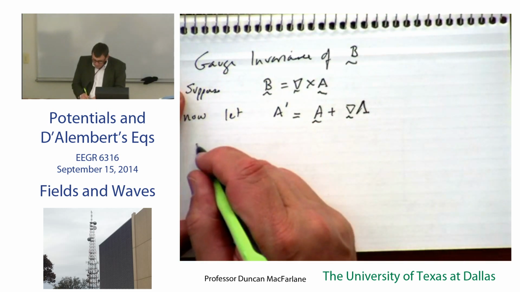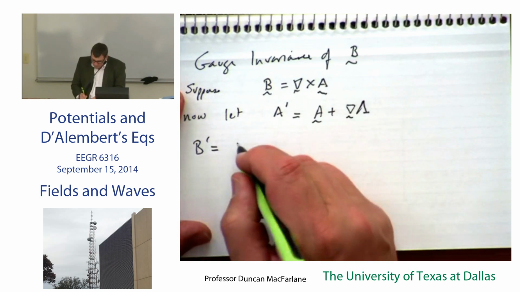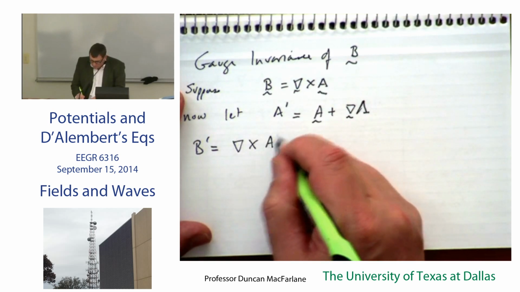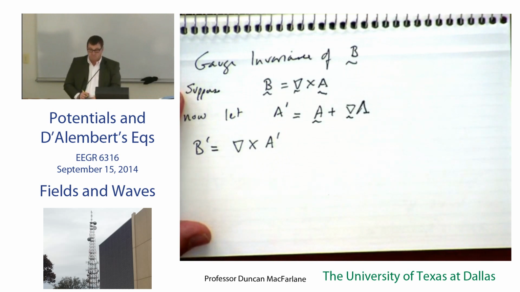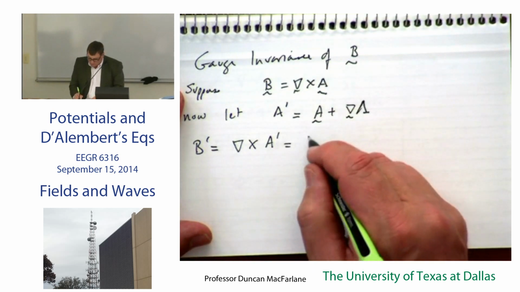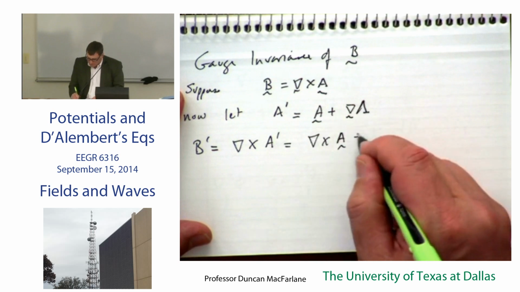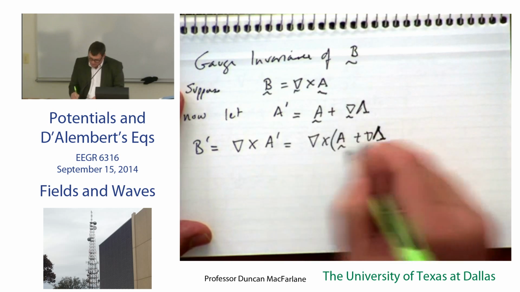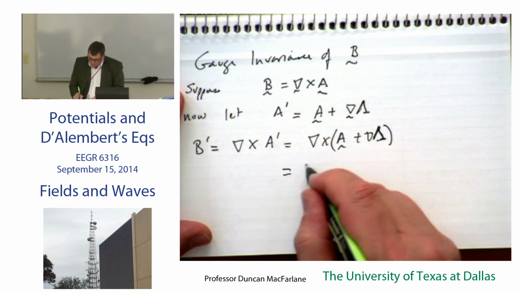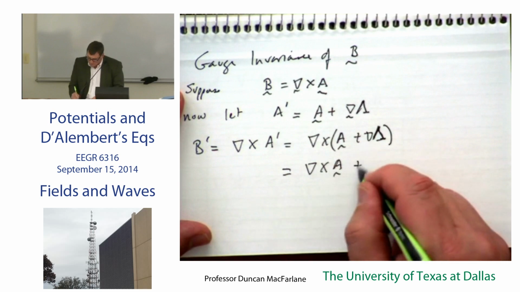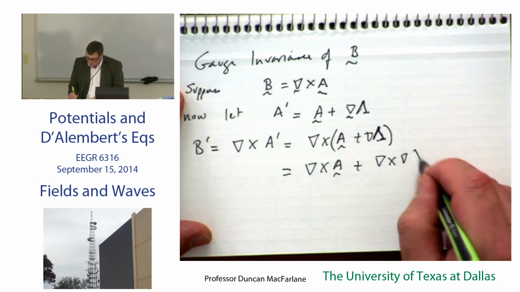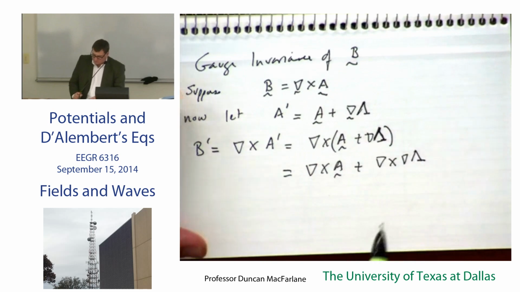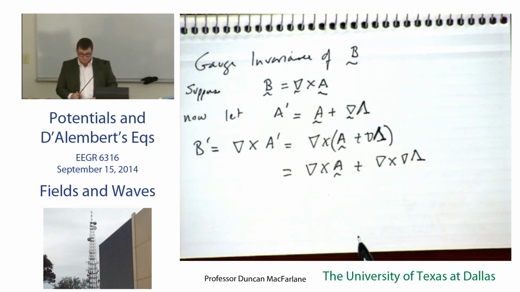So now B prime is equal to the curl of A prime, and that's equal to the curl of A plus the gradient of lambda, which is equal to the curl of A plus the curl of the gradient of lambda. And what's the curl of the gradient of any scalar field?